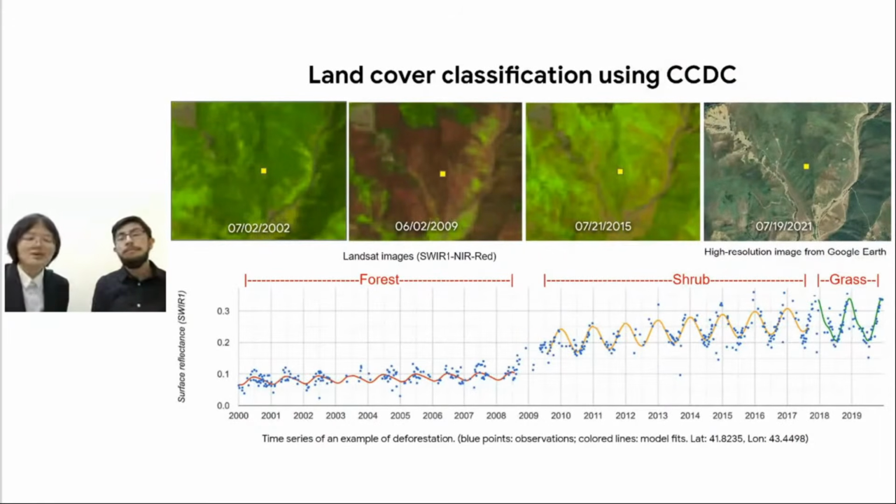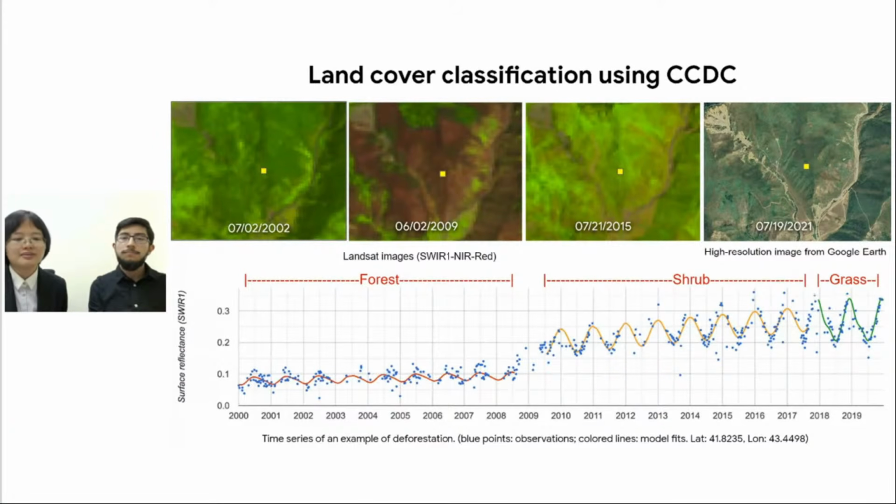So using those CCDC coefficients, we can do land cover classification. And here is an example. To classify the land cover of this pixel, we first fit the CCDC model to all available Landsat data of this pixel. And then we collect training data for different land cover classes. And then using those training data, we can train CCDC coefficients. And then we use a random forest classifier to classify these segments.